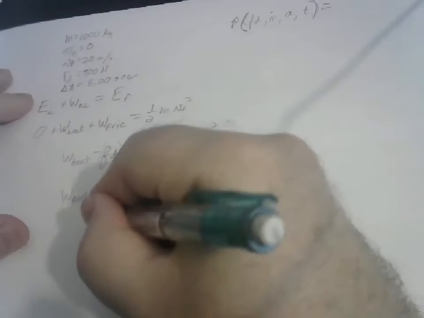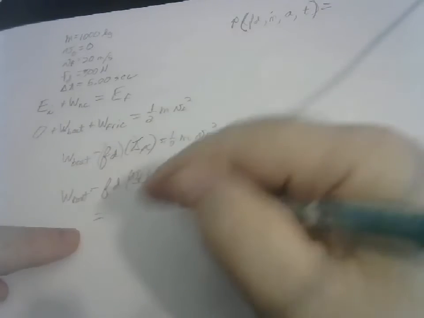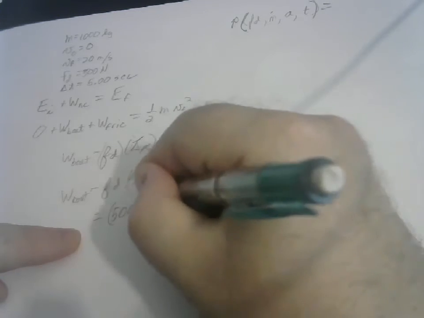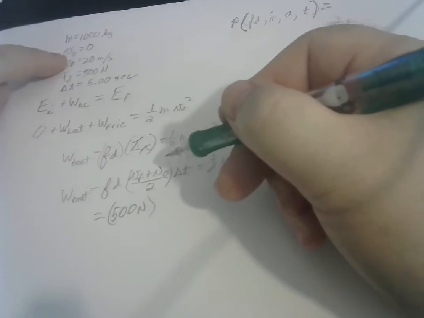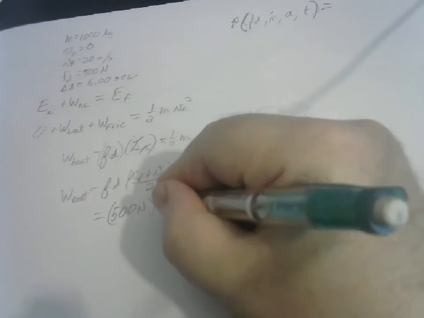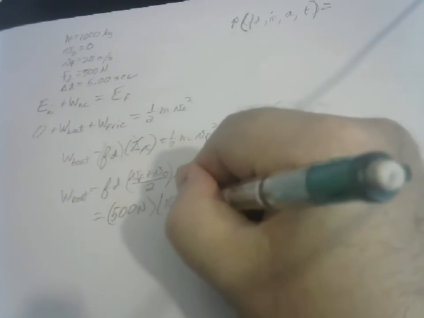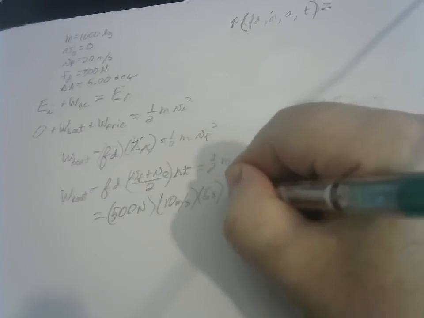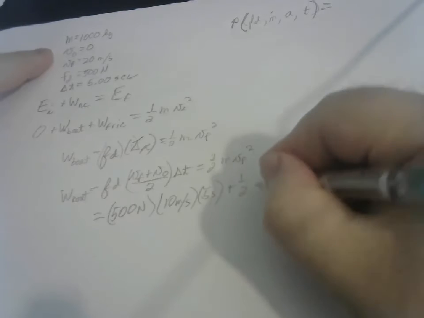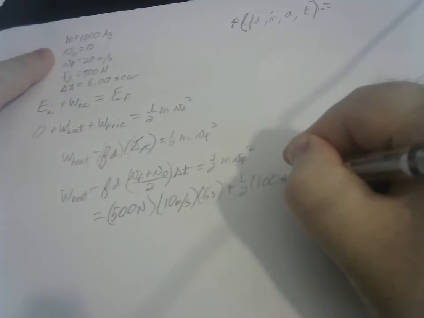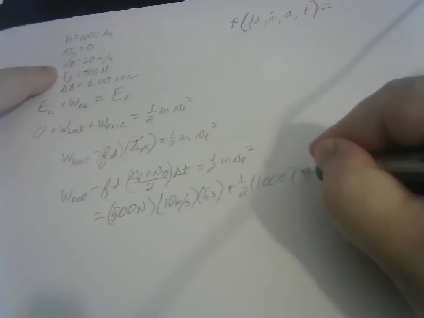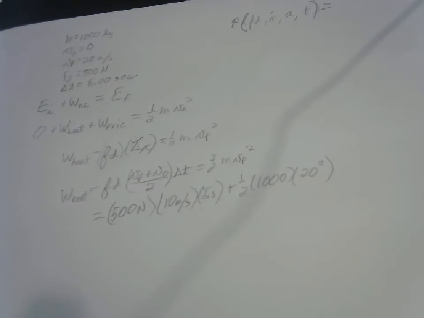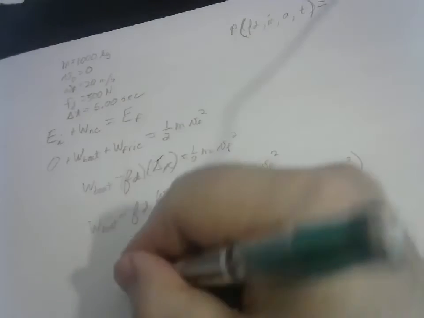I'm going to go ahead and add this to both sides. 500 newtons of frictional force times the average velocity of 20 and 0, which is 10 meters per second, times our 5 seconds, plus 1/2 times our mass of 1,000 times our v final squared. And let's multiply that out. So I got a total work of 225,000 joules.